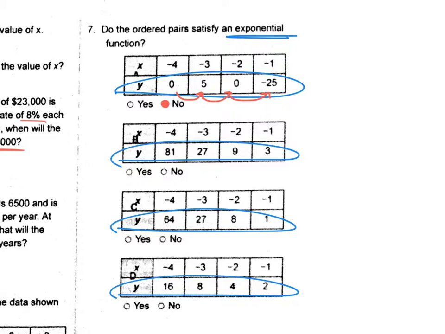Part B, it looks like I am dividing by the same thing every time. Looks like I'm dividing by 3, so yes, this is exponential. The third one down here, it does not appear that I'm dividing by the same thing every time. I personally see a pattern there, but not a pattern of multiplication or division, so again, that will be a no. And my last one, 16, 8, 4, and 2, that appears to be dividing by 2 every time, so I'll say yes.